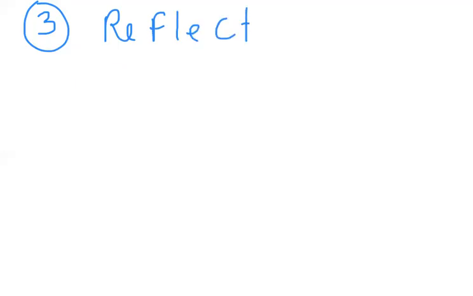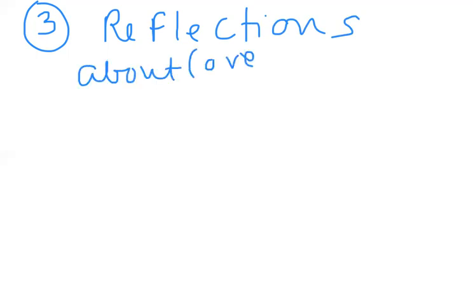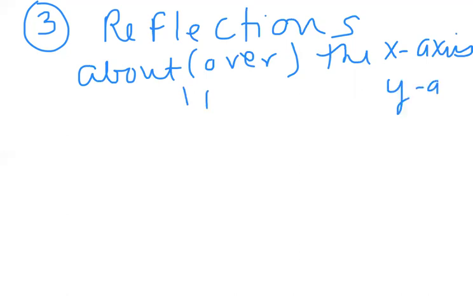All right, so guys, here comes the next transformation. And you'll like this one. This one is very straightforward. We're looking at the reflections. There's 2 types of reflections. Now, we have a reflection about or over the x-axis. Okay, that's what we're looking at. And there's another reflection about or over the y-axis. So the first one I am going to look at is the one about or over the x-axis, guys.